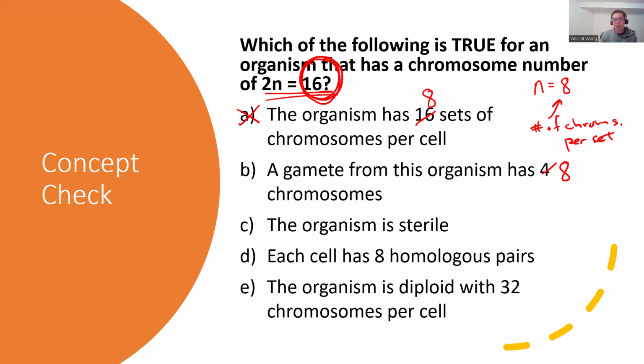The organism is sterile. No, it's only sterile if, like I told you earlier about the watermelon, it has an odd number of sets of chromosomes, which it does not. So it's okay.